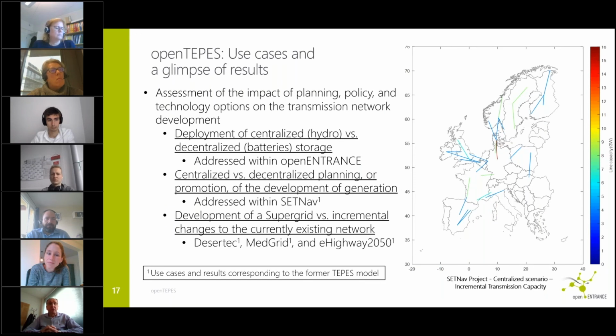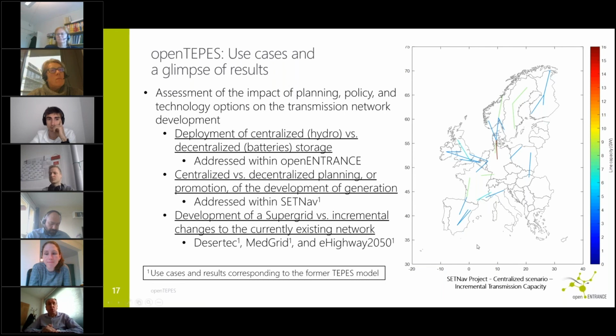The previous model was developed under different H2020 European projects, where we were mainly focusing on trying to analyze the impact at the transmission level of different long-term scenarios, derived on the one hand from the generation expansion. Then we were addressing the impact on the transmission network, and we were cooperating in different European projects in order to do that.